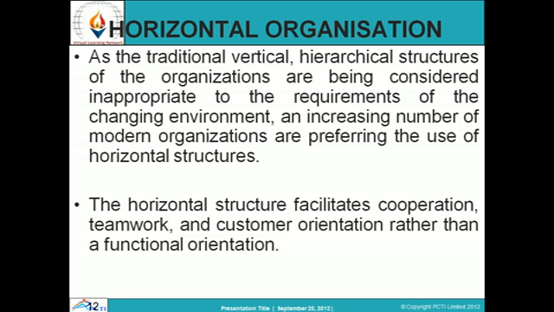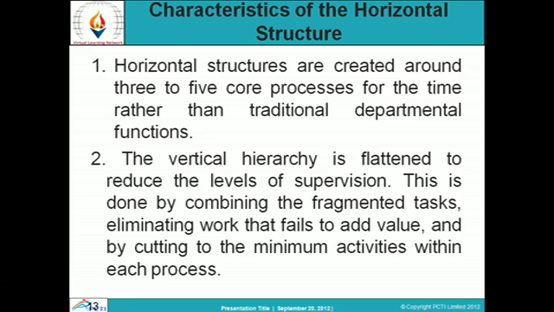the function orientation. Now characteristics of the horizontal structure are that they are created around 3 to 5 core processes rather than traditional department functions. Right? The vertical hierarchy is flattened to reduce the level of supervision. This is done by combining the fragmented tasks, eliminating work that fails to add value, and by cutting to the minimum activities within each process.